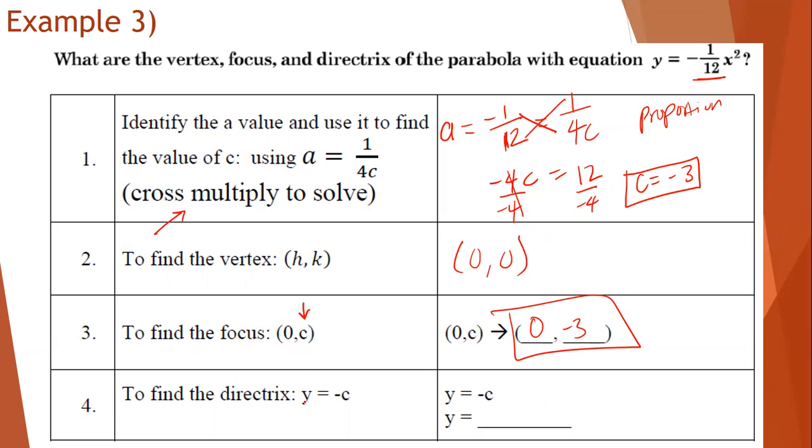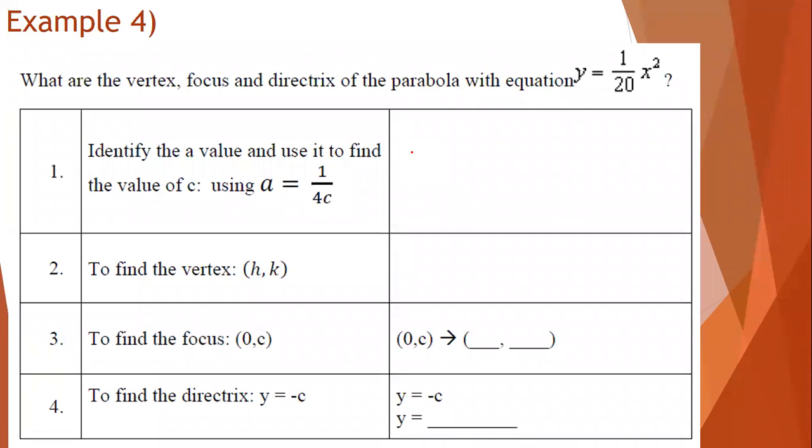Okay, your directrix is Y equals negative C. So it's the opposite of your C. So therefore Y equals positive 3. And now you have found your vertex, your focus, and your directrix. Please do example 4.